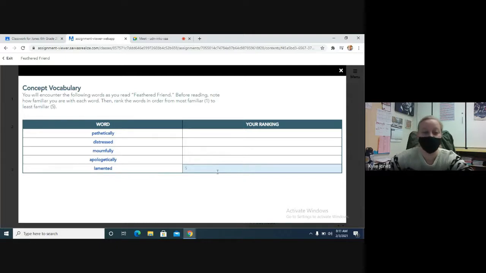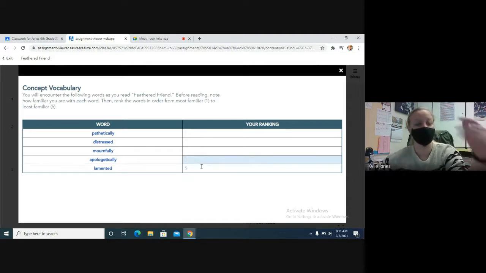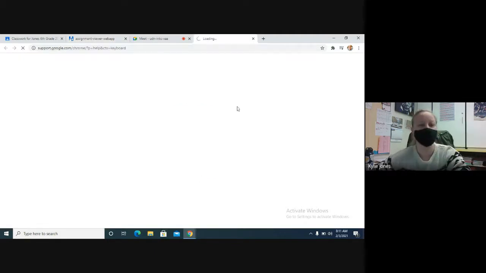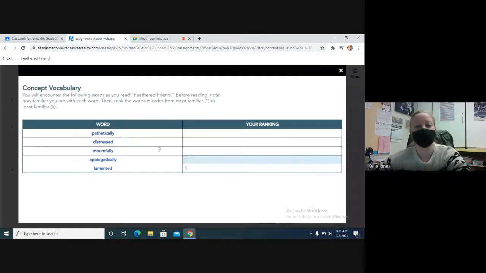And then for me, the one that I know the best, I guess, would be apologetically. I know exactly what that means. So I would put apologetically as a 1 because I'm most familiar with it. So you want to label these 1 through 5 from most familiar to least familiar with the words. And we're not even going to go over what they mean yet because as we read it, we'll stop and review that. So take about a minute. Get that 1 through 5 in there, please.